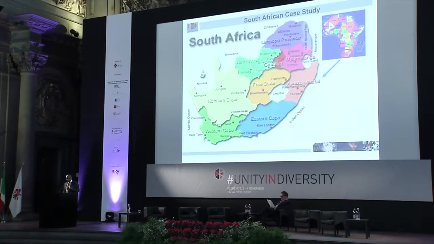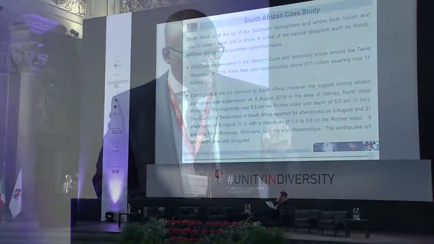This is the map of South Africa, where I've zoomed in. This is Africa on top and South Africa is at the bottom. South Africa is at the tip of the Southern Hemisphere, where both the Indian and Atlantic Ocean meet, and it is prone to natural disasters such as floods, wildfires, drought, and to a certain extent tornadoes.